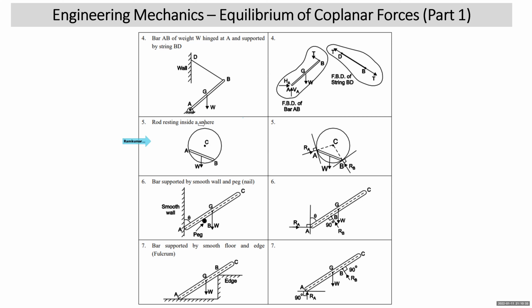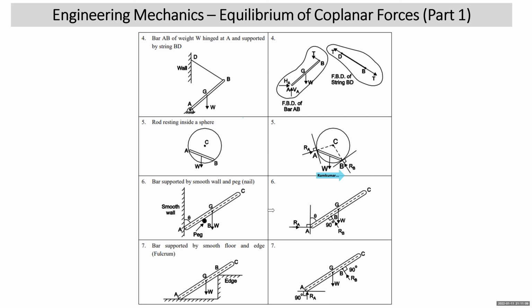Next example. You have a rod which is resting inside a hollow sphere. You have to draw the free body diagram of the rod. First, you have to draw the tangent at A and B to the circle. We have drawn the tangent at A and at B, and the reaction exerted by the circular curved surface will be normal to the tangent. So reaction RA will be normal to the tangent at A, and reaction RB will be normal to the tangent at B. So RA and RB will definitely pass through the center of the sphere.